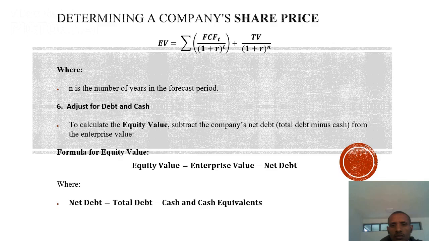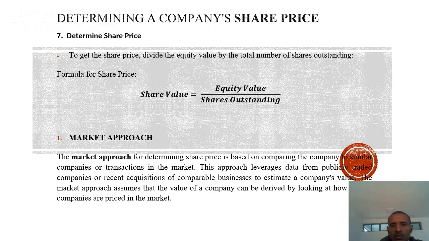The enterprise value, EV, is the sum of the present values of forecasted FCFs and the present value of the terminal value. To calculate the equity value, subtract the company's net debt, total debt minus cash, from the enterprise value. To get the share price, divide the equity value by the total number of shares outstanding.